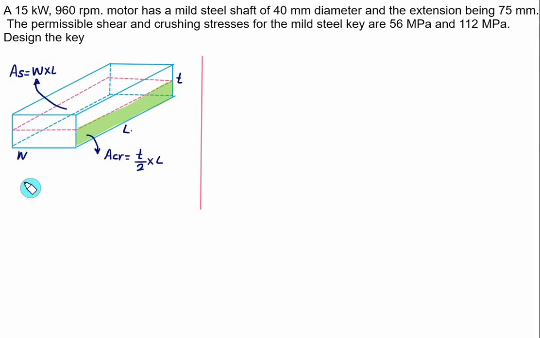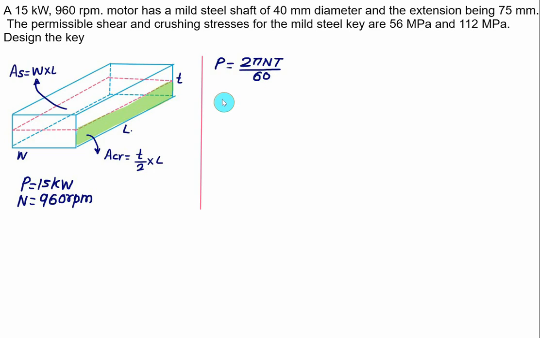This time we are given the power, which is equal to 15 kilowatt, and the shaft is rotating with a speed N equal to 960 rpm. So using the power and the rotational speed we can calculate the torque, because we know that the power is given as 2 pi N T divided by 60.